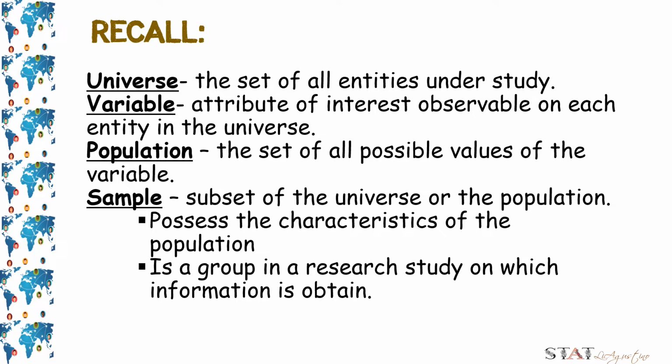Universe is the set of all entities under study. And then variable, we have learned previously that there are categorical and numerical variables. So remember, this is the attribute of interest observable on each entity in the universe. And population is the set of all possible values of the variable.